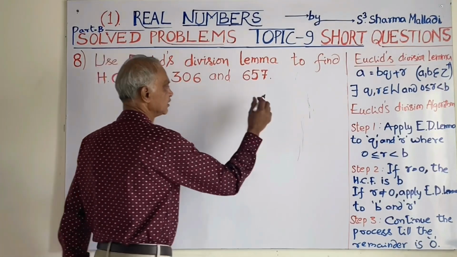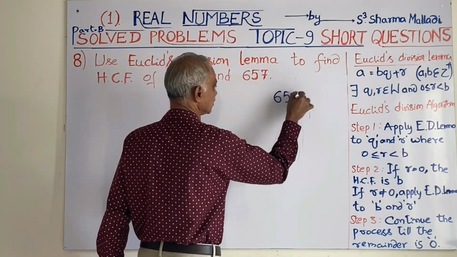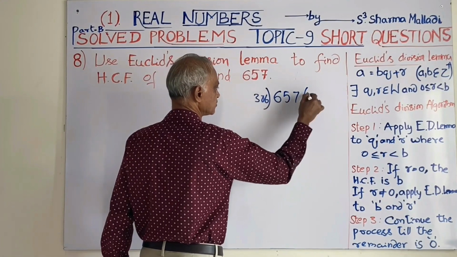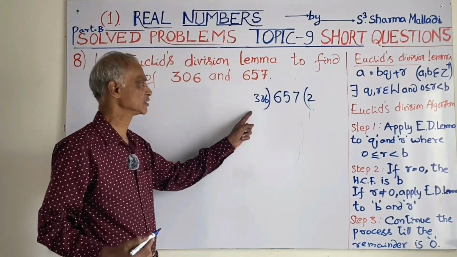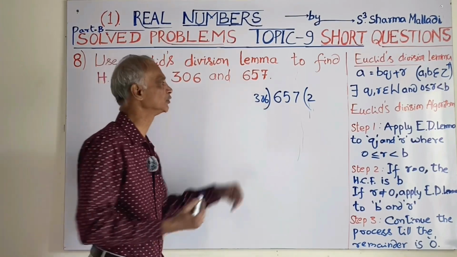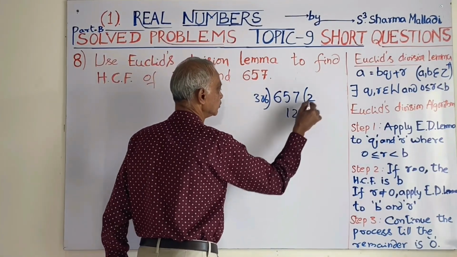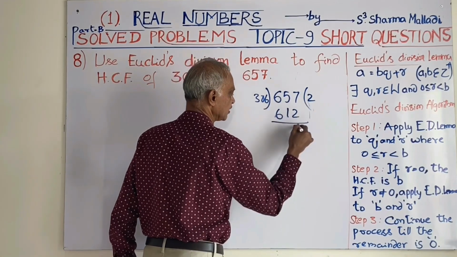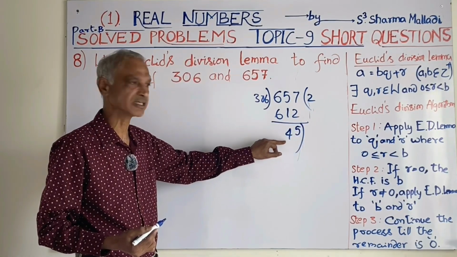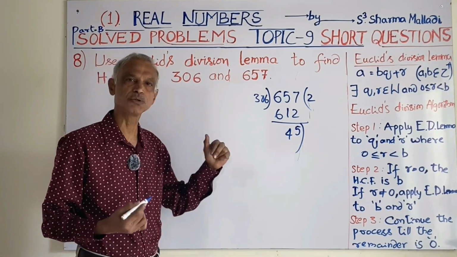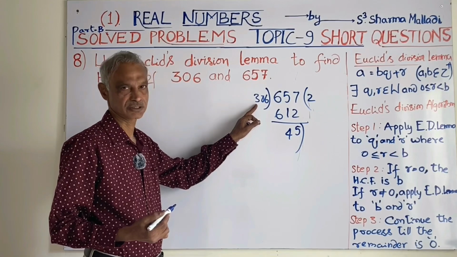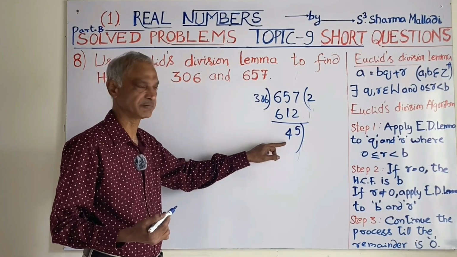You have to divide 657 by 306. 2 times it will go. 306 into 2: 2 sixes are 12, 2 threes are 6, and 5 you get 4. You are not getting 0 as the remainder. Again we have to apply Euclid's division lemma to B and R. B is the divisor and R is the remainder.